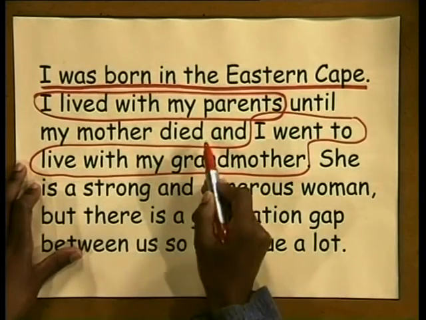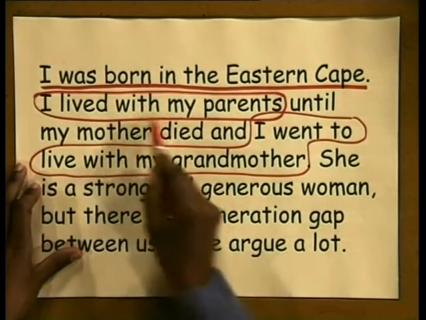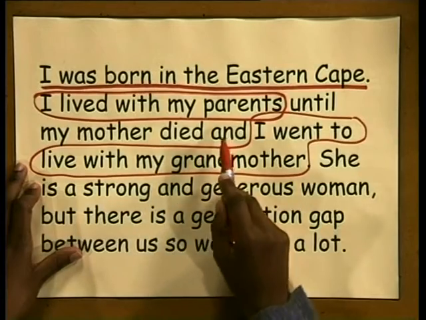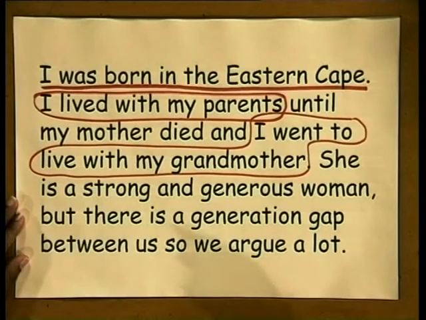There's also a subordinate clause in this sentence that tells us when the main clause happened. Until my mother died. It gives us more information about when the main clauses occurred. I lived with my parents until my mother died, and then I went to live with my grandmother. We'll talk more about subordinate clauses in the next lesson. Let's continue now. What type of sentence is the next one?